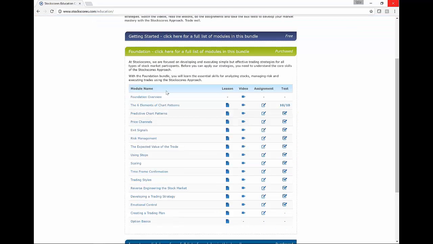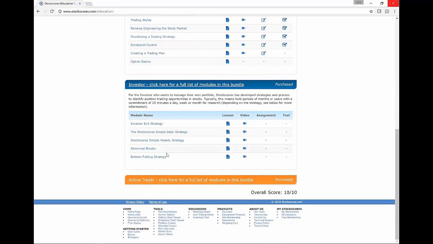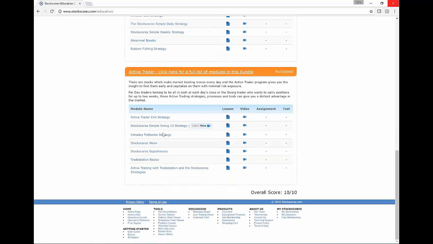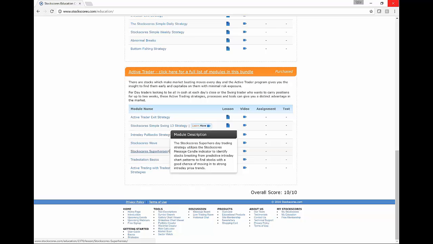Once you understand the theory in the foundation area, you can start to apply my strategies. If you are an investor, then you would apply the investor strategies. If you are a day or swing trader, you would learn and apply the day and swing trade strategies. Now there's multiple strategies because there's multiple market conditions. Right now, as a day trader, I'm doing mostly intraday pullbacks and superheroes. More intraday pullbacks than anything else. On that LYB, that was a superhero trade.